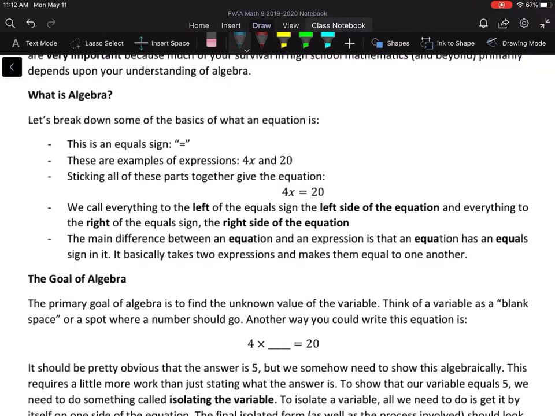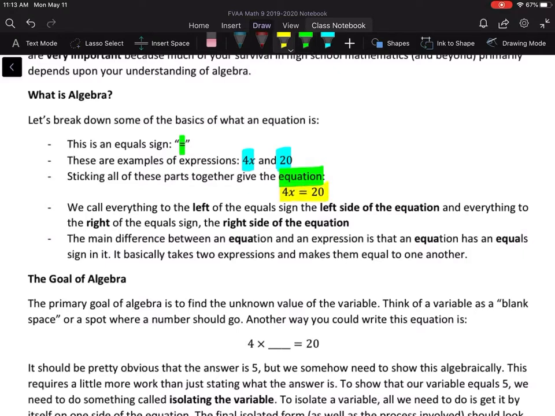This is an equal sign. You know an equal sign, right? When you answer a question, you get an equal sign. These are examples of expressions. Like terms and expressions, you have 4x or 20. For something to be an equation, we stick them together. You have an expression or multiple expressions connected together with an equal sign.